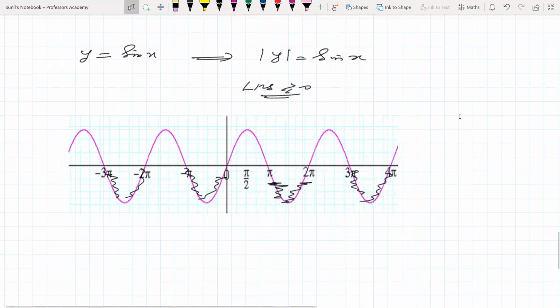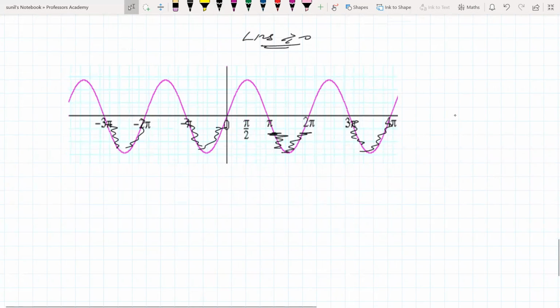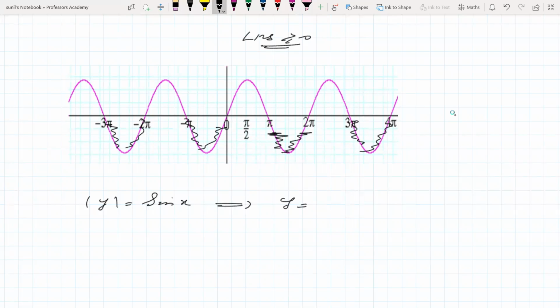Now what is happening? If you are looking for mod y equal to sin x, whenever the graph is below the x-axis, we want to delete that portion. Now you see, if sin x is positive, we want to take plus sin x and minus sin x. This means the condition for this is that sin x should be positive. Whenever sin x becomes positive, we want to take y equal to plus or minus sin x.